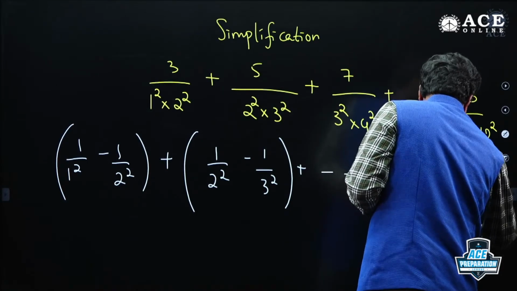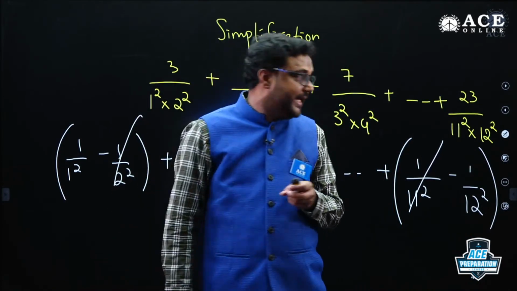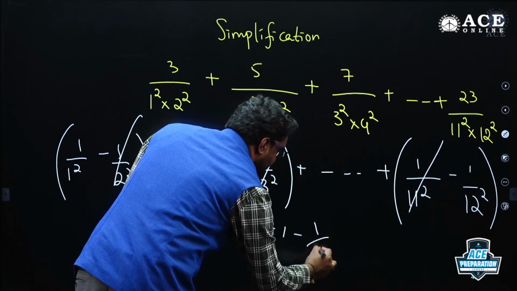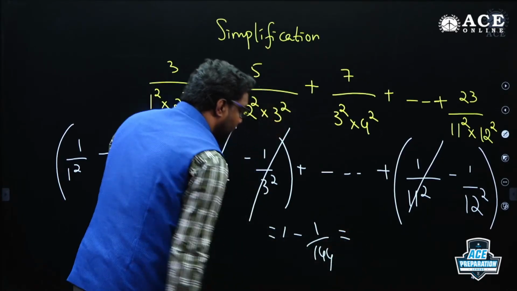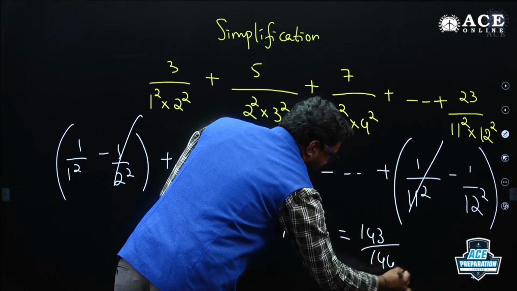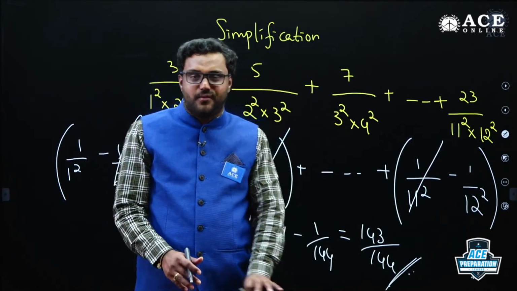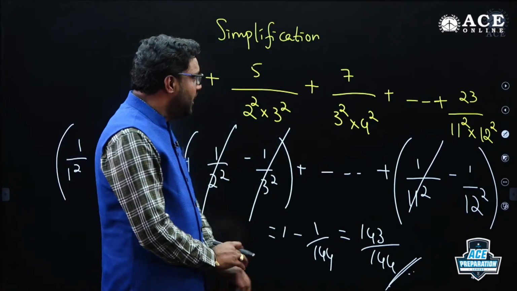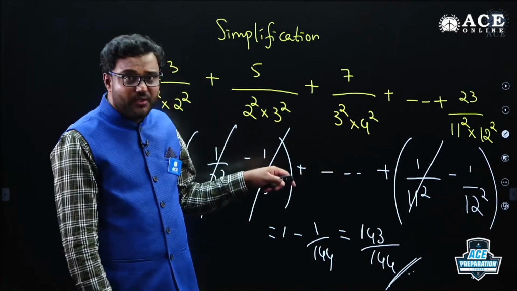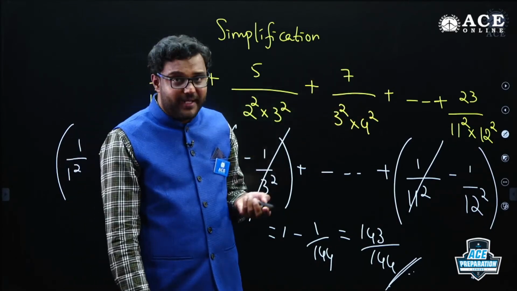Except first and last terms, remaining all will get cancelled in the process, my dear friends. The first term is 1, last term is 1 by 144. So 1 minus 1 by 144 is 143 by 144. They'll give the options anyhow, as this exam is all about MCQs, no worry about that. But when you want to simplify, not only this question but other questions also, when the difference between the denominator product is there in the numerator, use this.